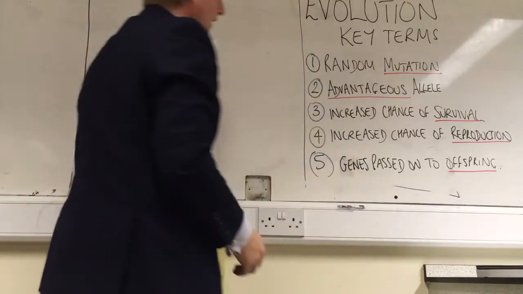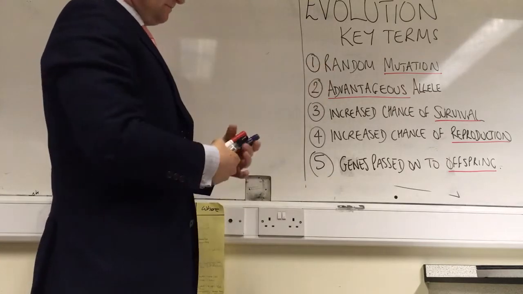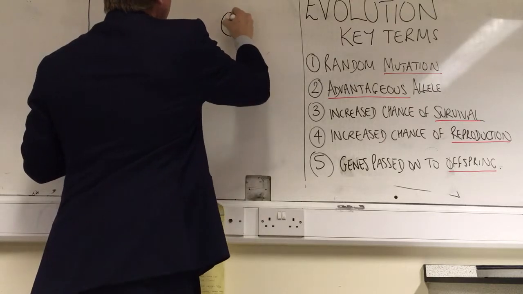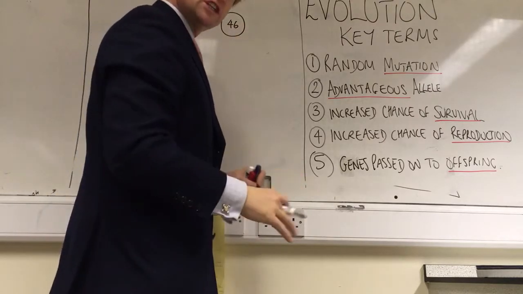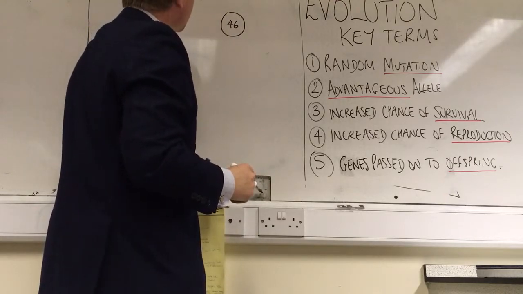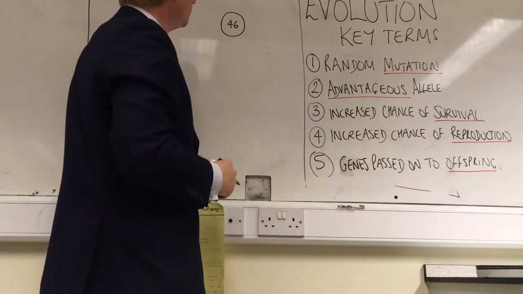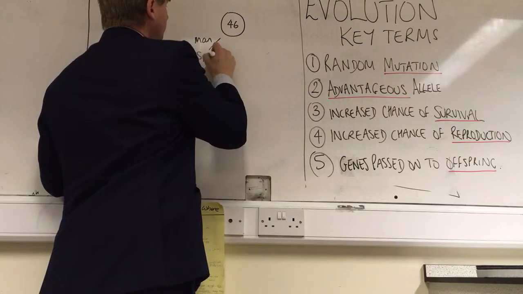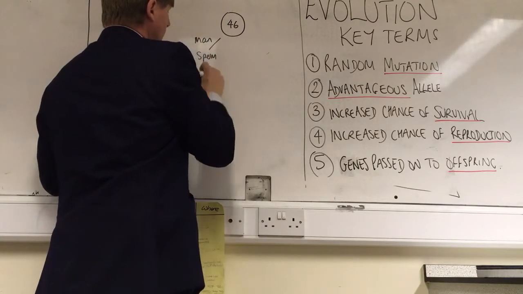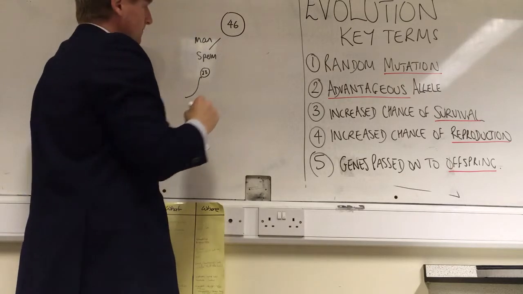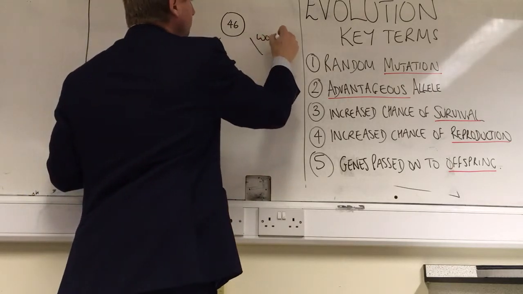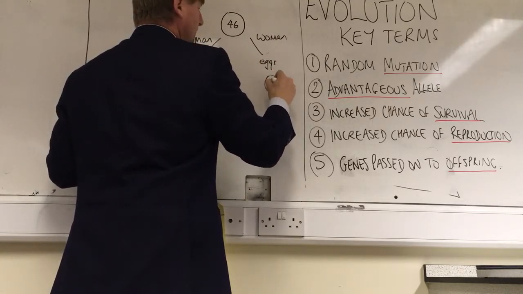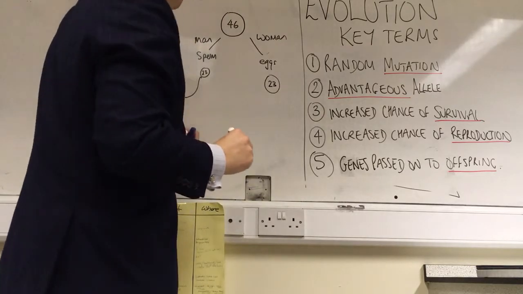Well, a key word here is random. Every one of your cells has 46 chromosomes. That gives you all of the genetic information for your body. And then when you become sexually mature, if you are a man, you produce sperm. And these sperms have 23 chromosomes in them. And if you are a woman, in the ovary, you produce eggs. And these eggs have 23 chromosomes in them.